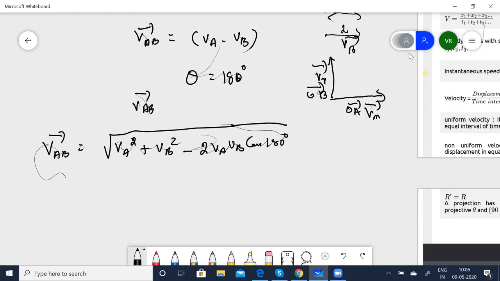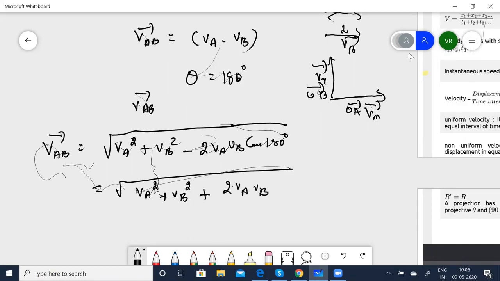But cos of 180 degrees, you all know it is minus 1. So you can simply write it as root over VA squared plus VB squared minus, now you know cos of 180 is minus 1, so minus of minus becomes 2 plus VA VB. Okay. So this is of the form A squared plus B squared plus 2AB. So when you take out the root, it is simply VA plus VB.